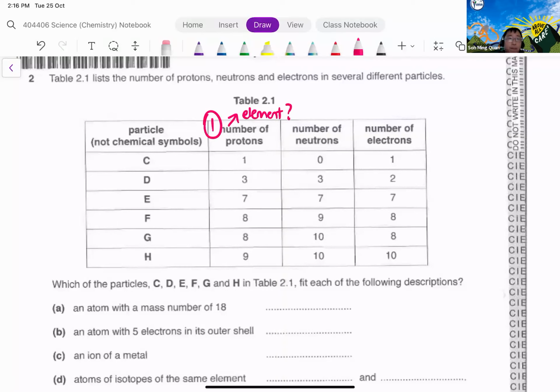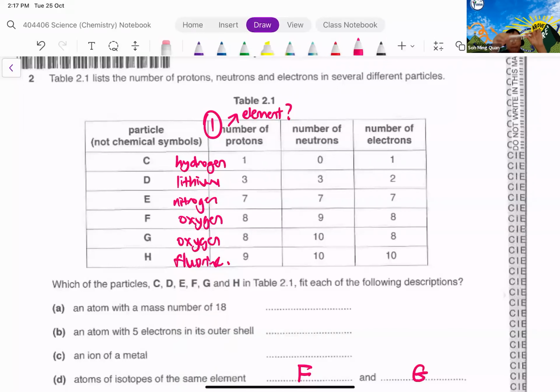So for example, if it's 1 proton, the element is hydrogen. If it's 3 protons, the element is lithium. If it's 7, nitrogen. 8 is oxygen. 9 is fluorine. Immediately you realize which are the isotopes, right? Even without getting to the question, you already know they are the isotopes, because isotopes are atoms of the same element. So just go down the list, you already realize that F and G are isotopes. Because they are atoms of the same element, with the same number of protons, but different number of neutrons.